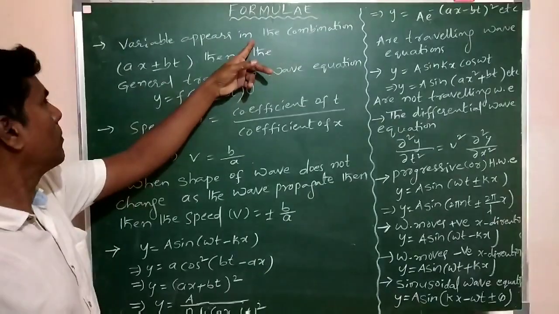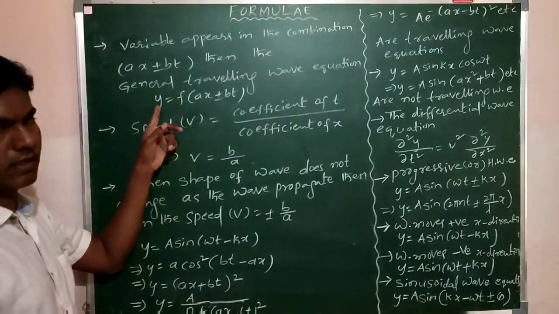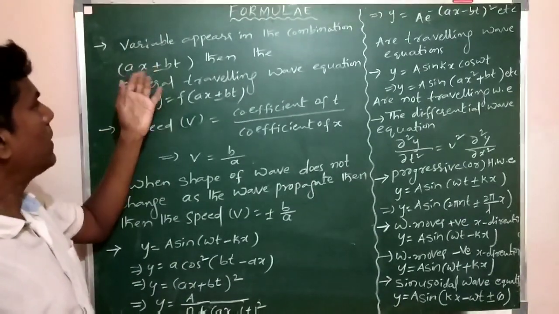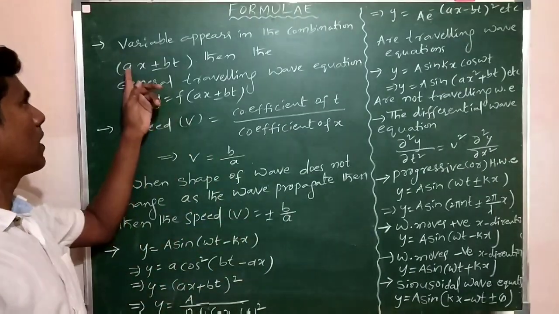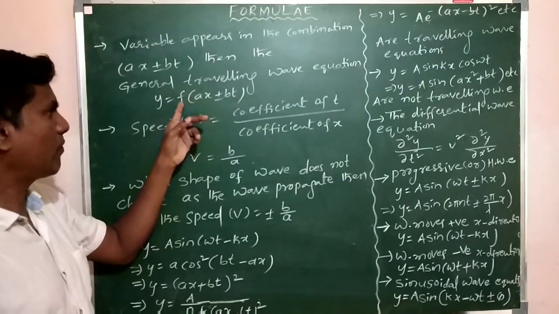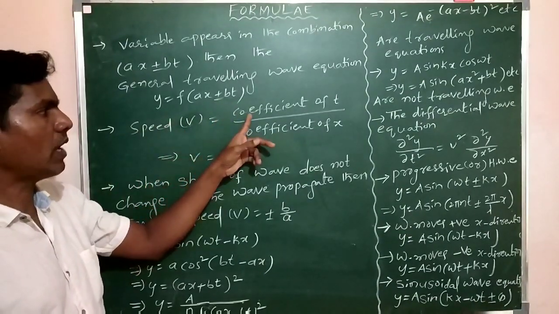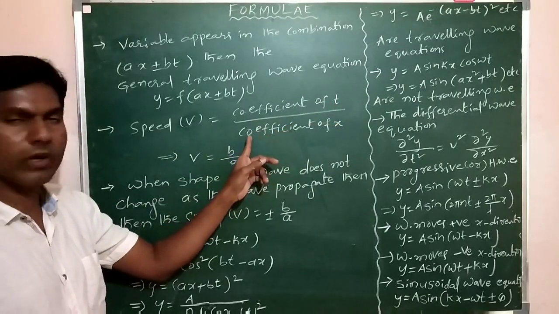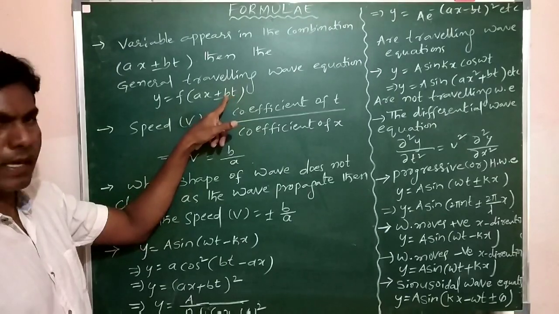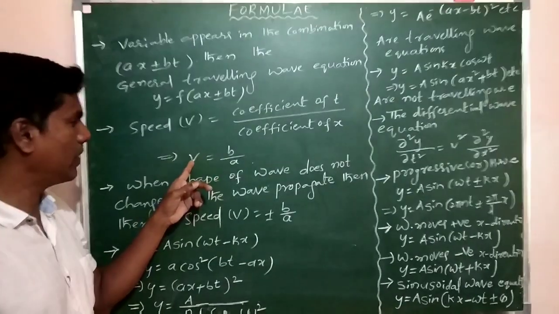Next, when the variables appear in the combination ax plus or minus bt, the general traveling wave equation is y = f(ax ± bt). The speed of the wave v equals the coefficient of t divided by the coefficient of x. Here the coefficient of t is b and the coefficient of x is a, so the speed of the wave is v = b/a.